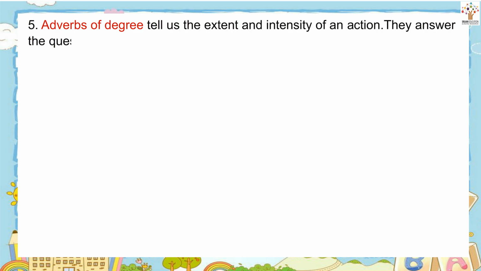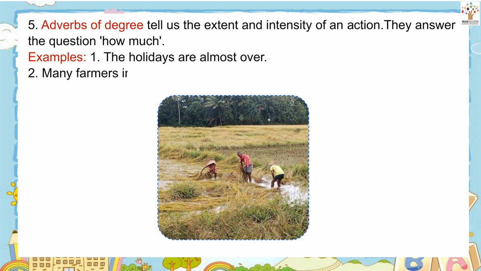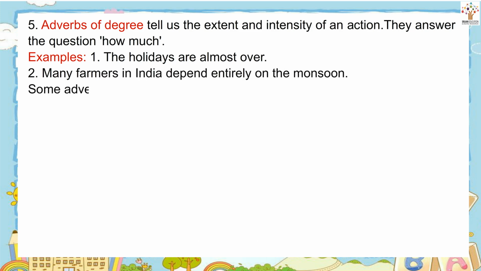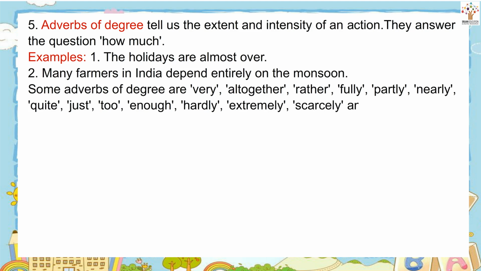Adverbs of degree tell us the extent and intensity of an action. They answer the question how much. Examples: the holidays are almost over. Many farmers in India depend entirely on the monsoon. Some adverbs of degree are very, altogether, rather, fully, partly, nearly, quite, just, too, enough, hardly, extremely, scarcely, and completely.